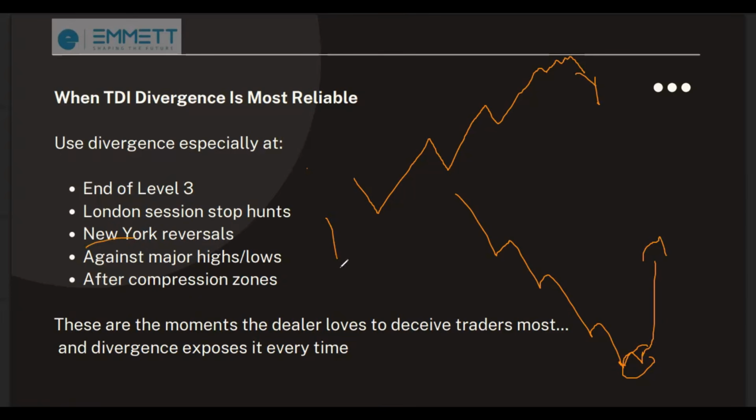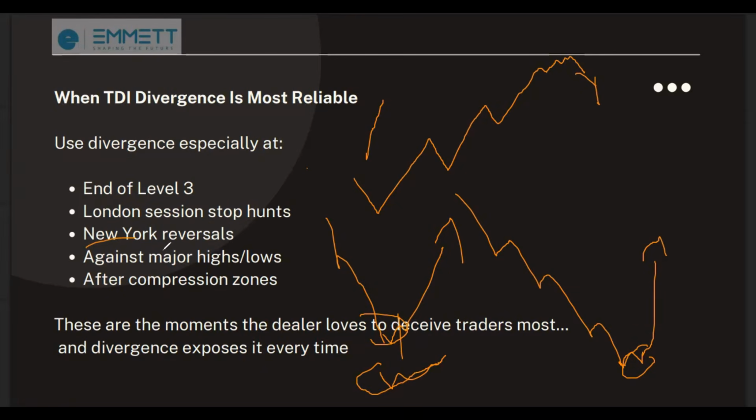The other thing is New York reversals. At the point the dealer pushes the market down or up during London session, most of the times New York session will come and reverse the price. When you look at the TDI, it will be telling you some sort of communication, telling you that at this particular point, this move is not true. We are going up. And so you're taking that at the right moment and you push the price back up with the dealer.